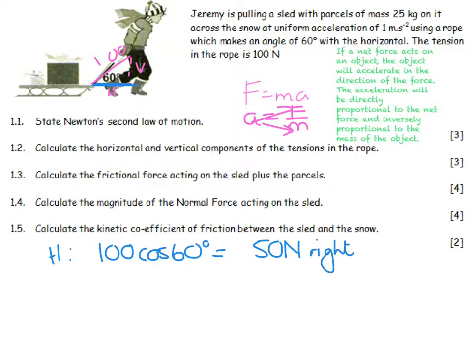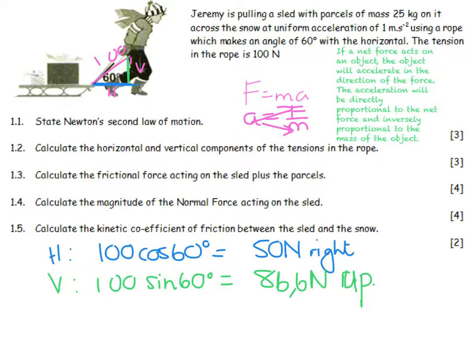And then the vertical over there is going to be the opposite side, so it's 100 sine 60 degrees, because sine of 60 degrees is equal to the opposite over the hypotenuse, and that turns out to be 86,6 newtons upwards.